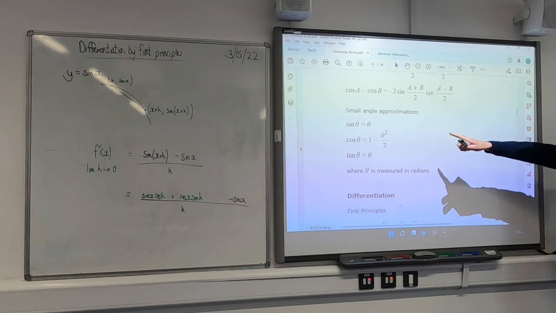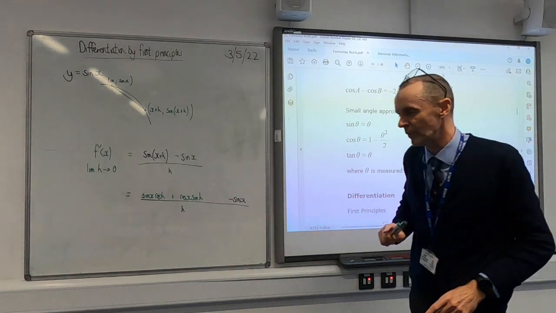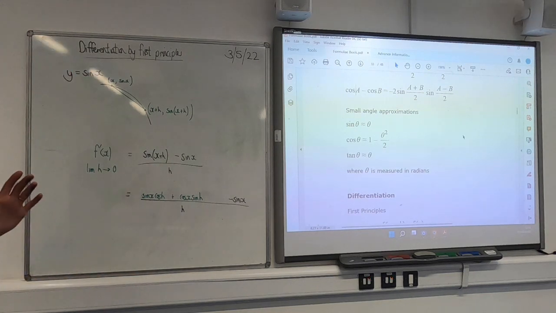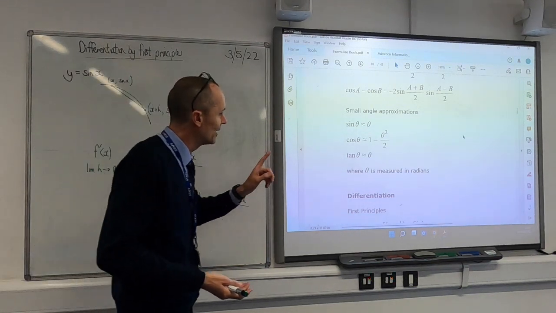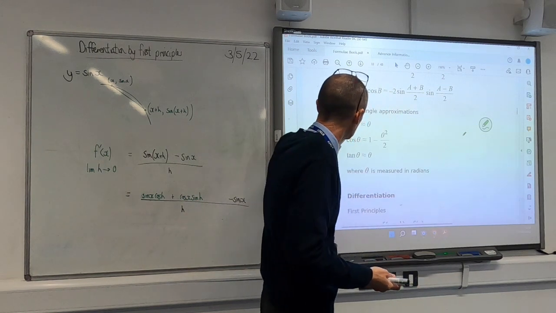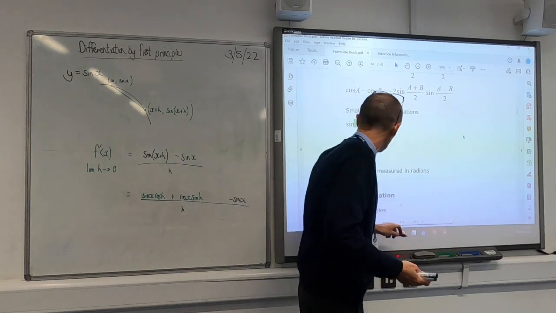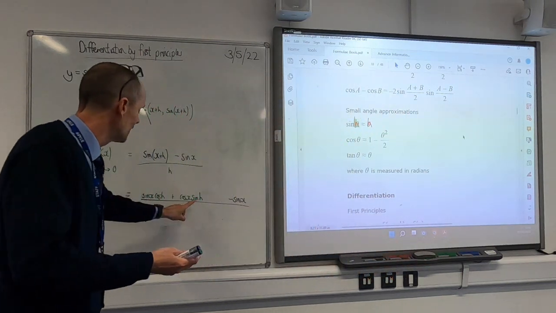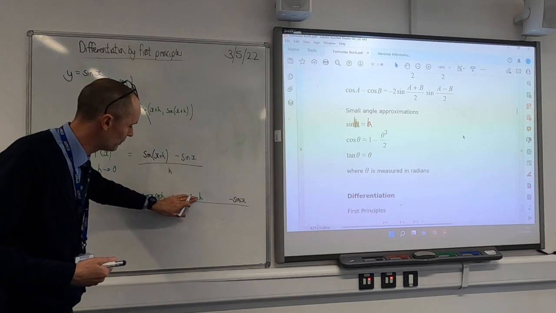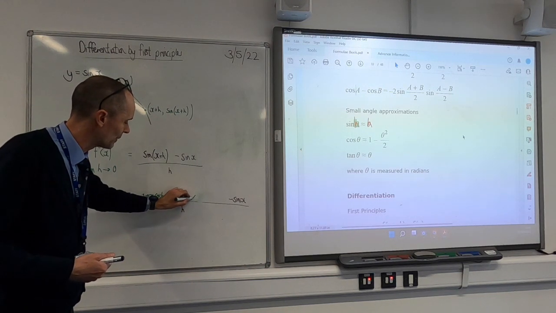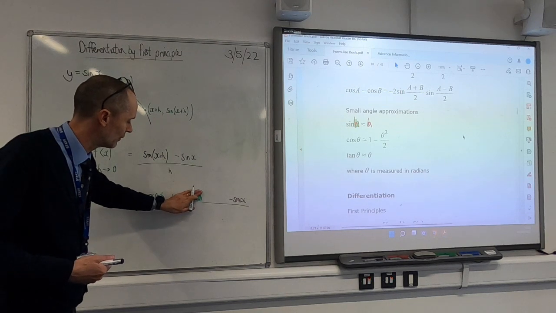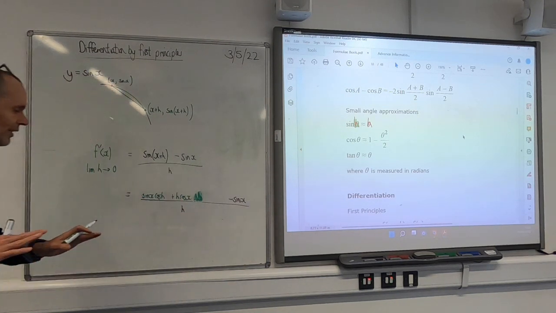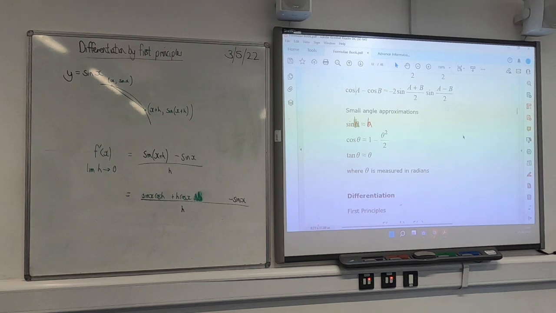We know that for small angles we can simplify. With cos it doesn't really simplify it, but we can estimate the value of sine, cos and tan even if we don't know the angle itself. If we know it's small, the sine of the angle, so we've got a sine h in our expression, is roughly the same as h. So this I can replace with just h. I'm going to write it in front of the bracket. So the sine h is roughly the same as h itself.